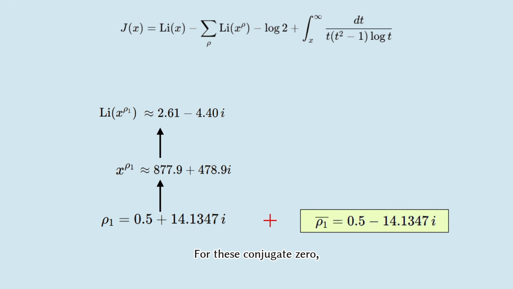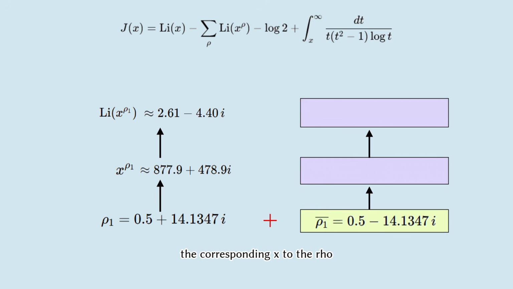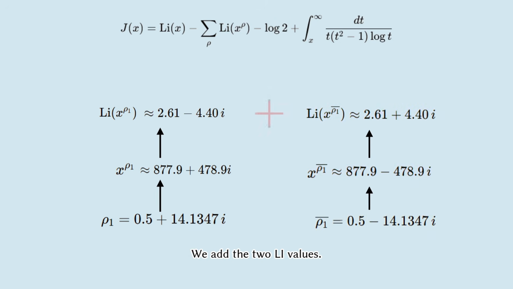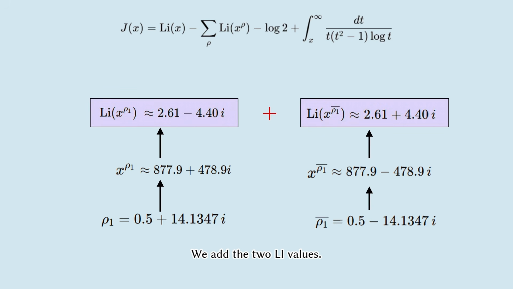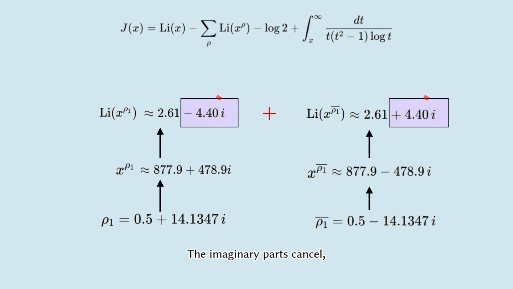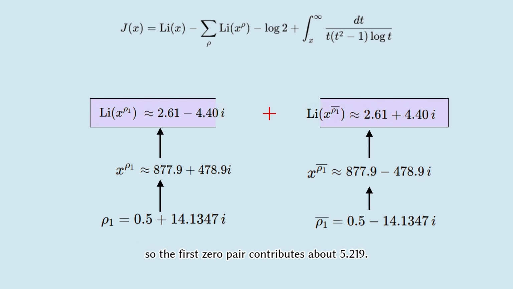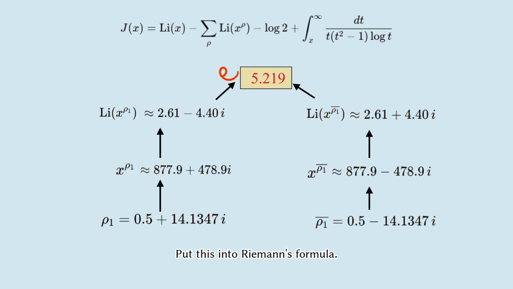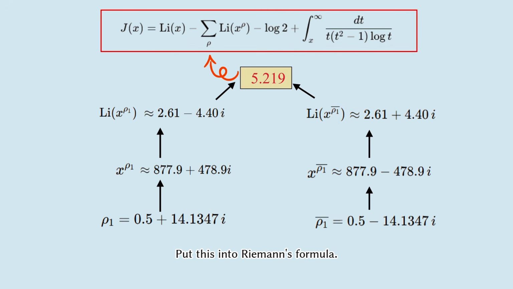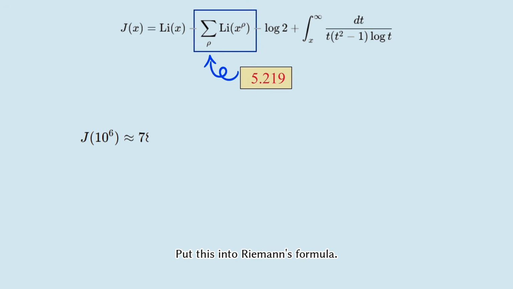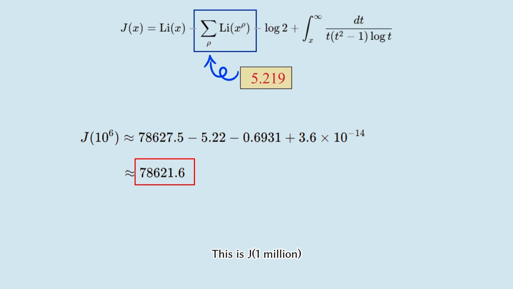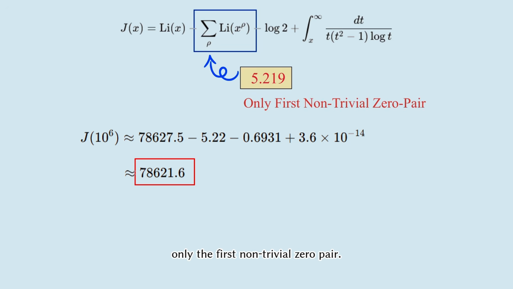For this conjugate zero, the corresponding x to the rho and Li value are like this. We add the two Li values. The imaginary parts cancel, so the first zero pair contributes about 5.219. Put this into Riemann's formula. This is J of 1 million when we include only the first non-trivial zero pair.